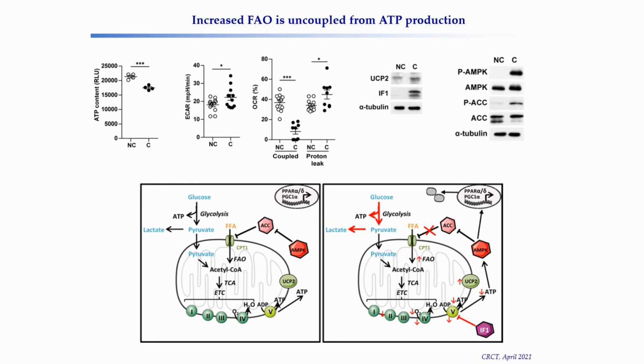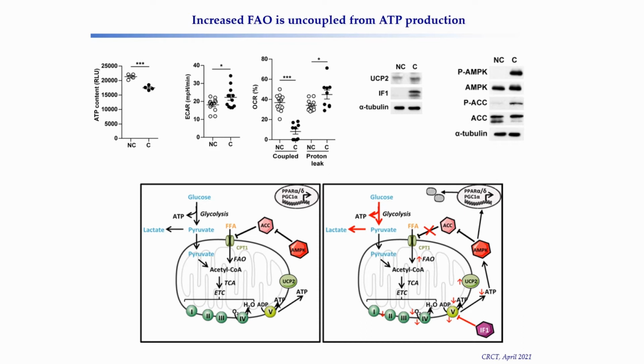But surprisingly, when we look at the metabolic condition of these cells, we found a decrease in cellular ATP. We found an increase in extracellular acidification rate in response to glucose. And we found a decreased oxygen consumption rate in co-cultivated cells with an increased proton leak. So all these results suggest that fatty acid respiration was uncoupled from ATP production. And in fact, we found an increase in UCP2 in these cells and a decrease in membrane potential, which were counterbalanced by a decreased expression of complex 5 of mitochondria and the overexpression of an inhibitor of complex 5, which is called IF1.